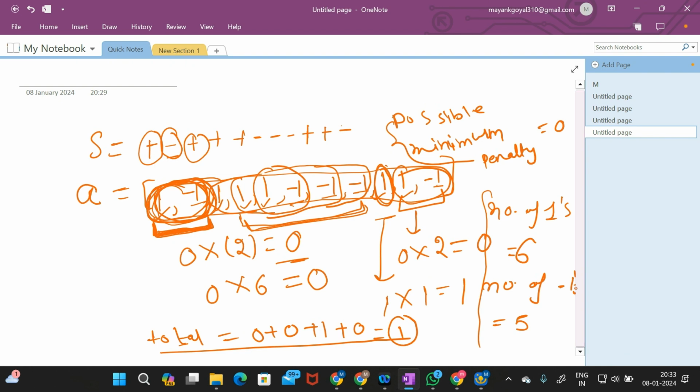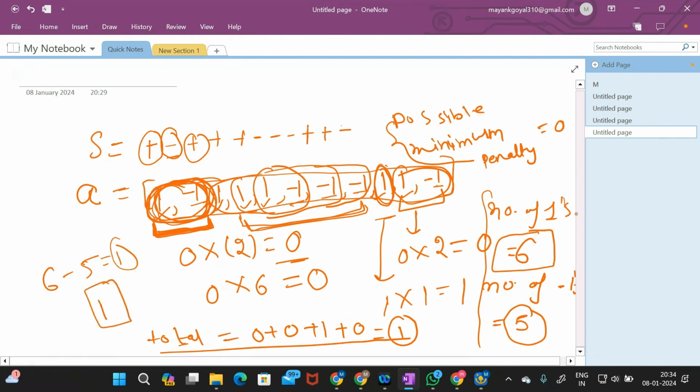So the 5 minus 1s cancel out 5 ones from the 6 ones. How many ones are remaining? 6 minus 5 equal to 1 one remaining. So our penalty is 1.